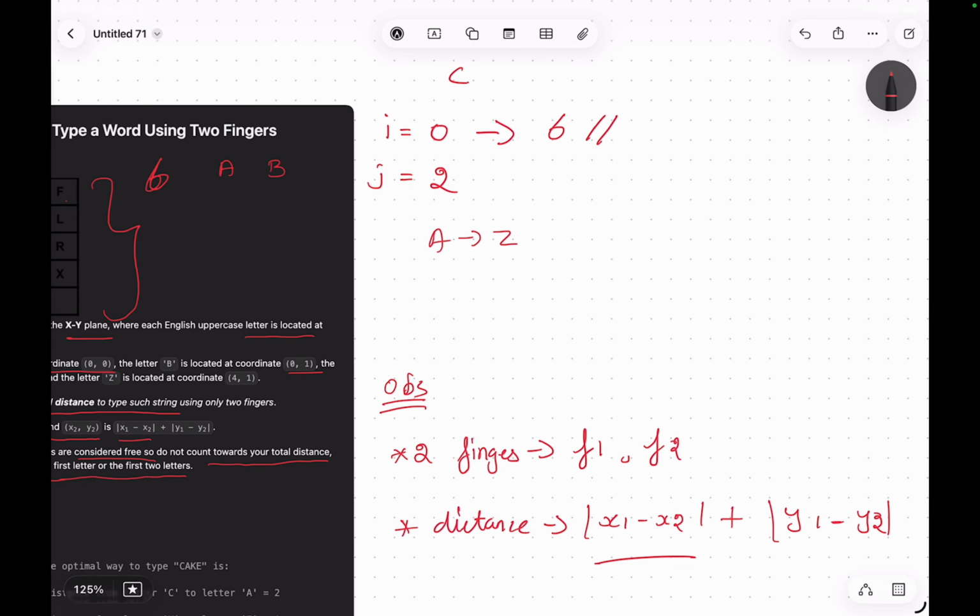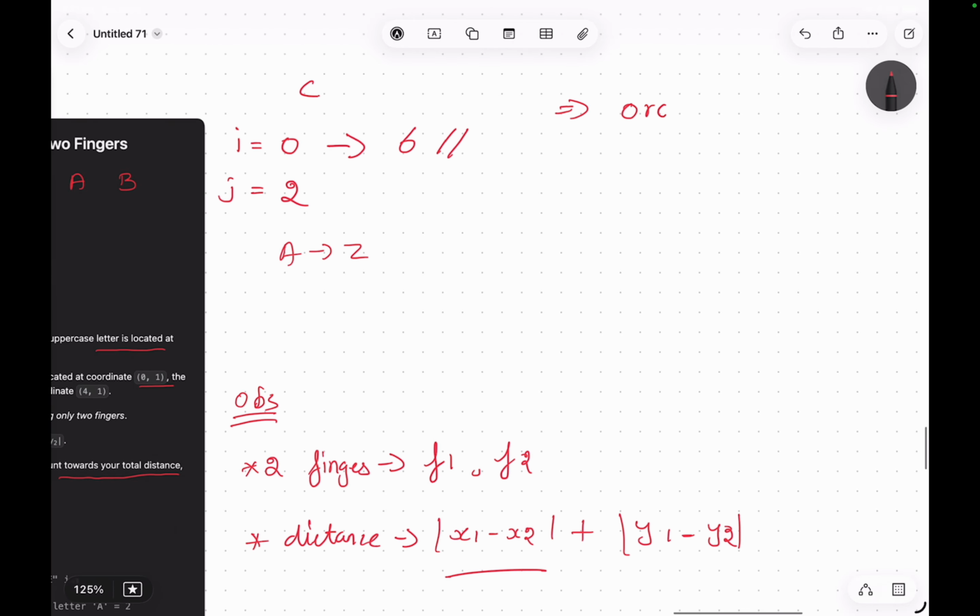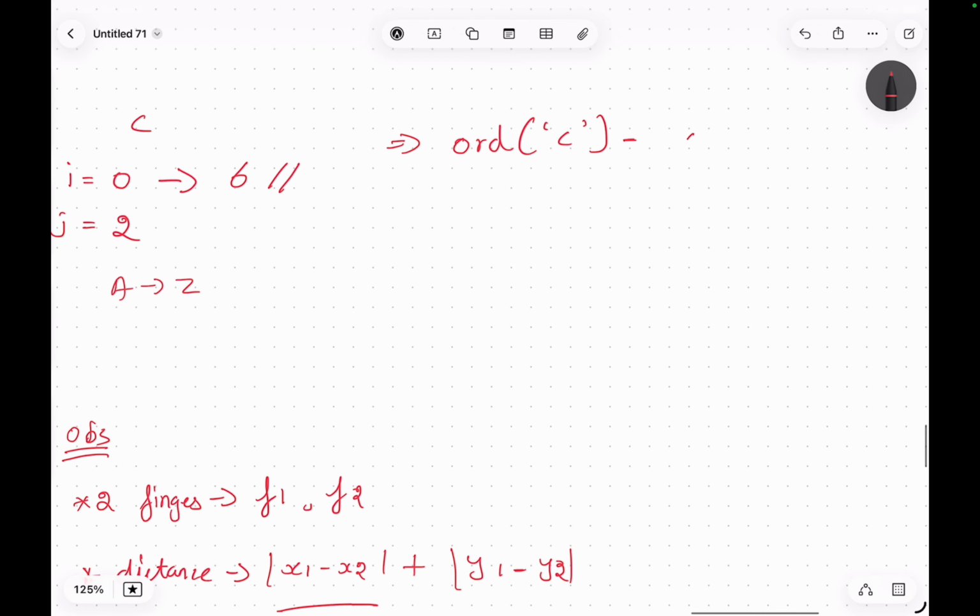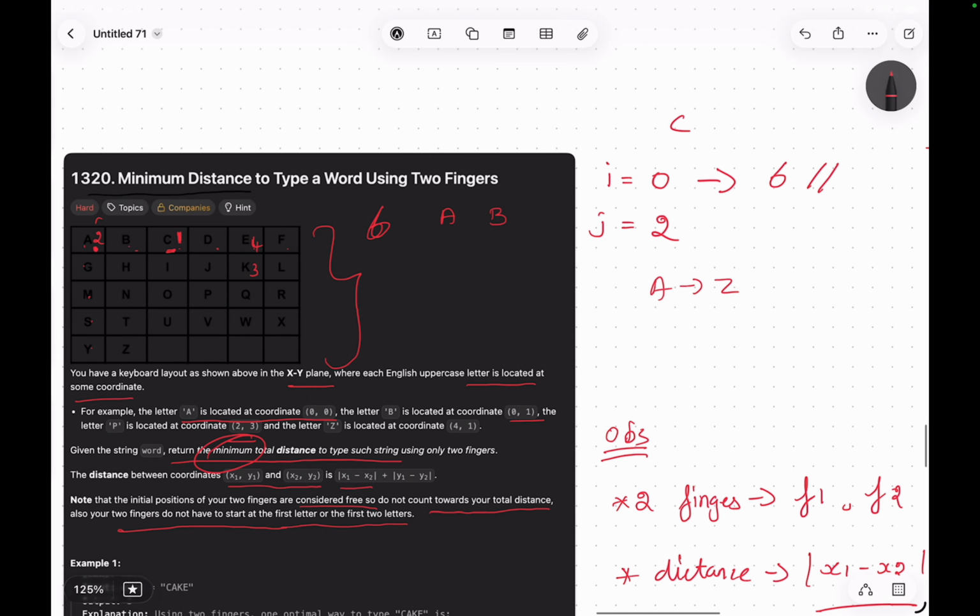What you can do is use the ASCII function, the ord function. So ASCII value of C minus ASCII value of A. This will give the index position, which is nothing but 99 minus 97. I think that's a smaller value, but anyway, this gives 2, which is nothing but 0 1 2.